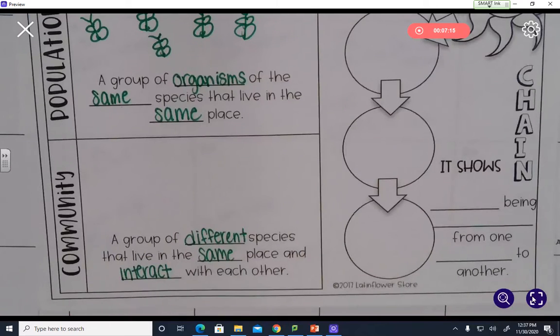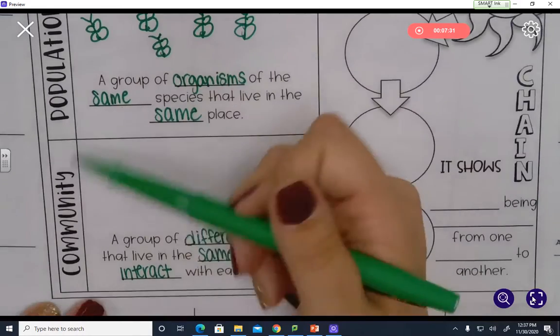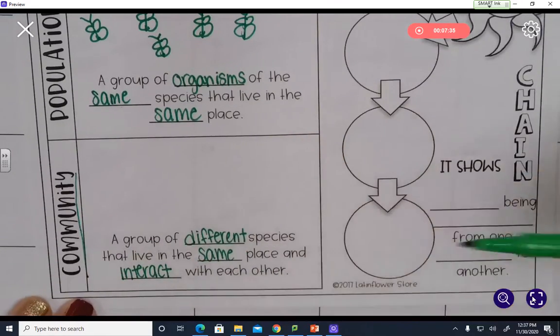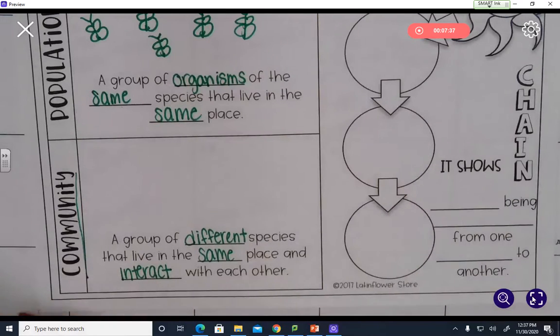So this is like when we went down to the land lab and we looked through the creek and we saw the slug and we saw the snail and then maybe we saw some worms. They were all different species interacting with each other. They all lived in the same place. They all lived in that same community. But they were all a different species, and they were all living in the same place.